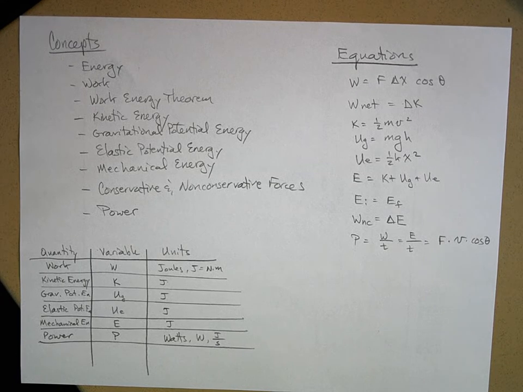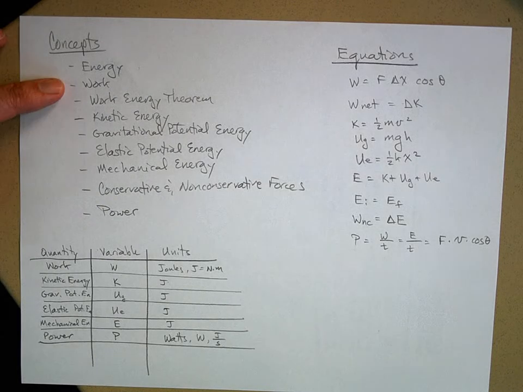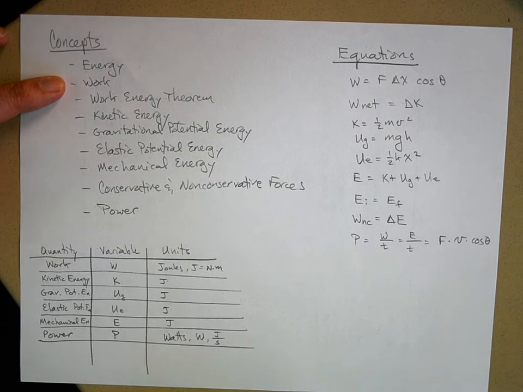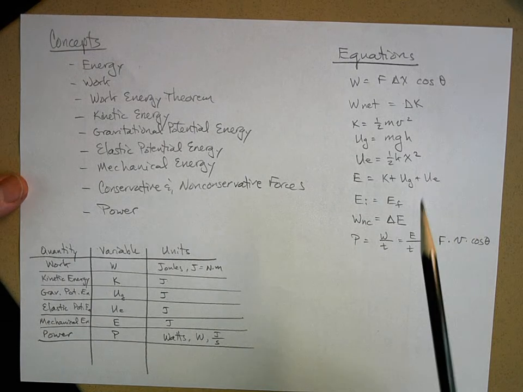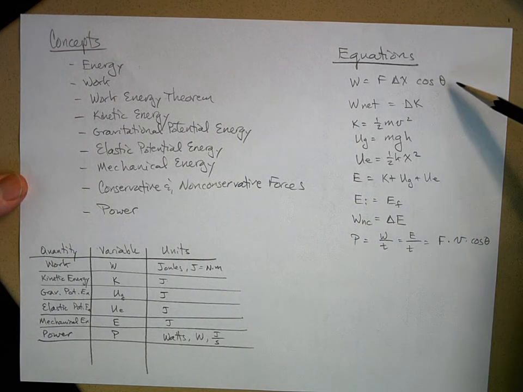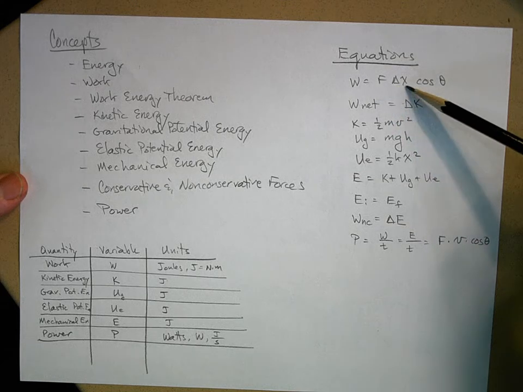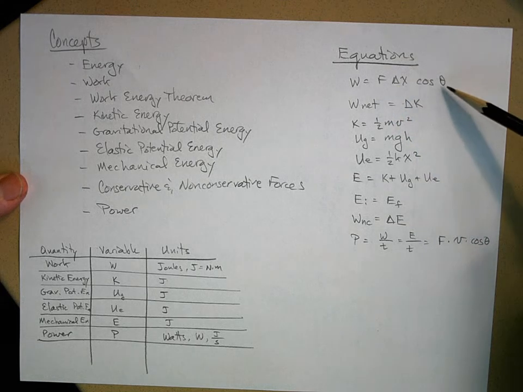If something has energy, it can make change. Work is when energy is being transferred from one system into another system through the application of a force. And of course, we've got an expression for work. Work equals the force times the displacement times the cosine of theta.